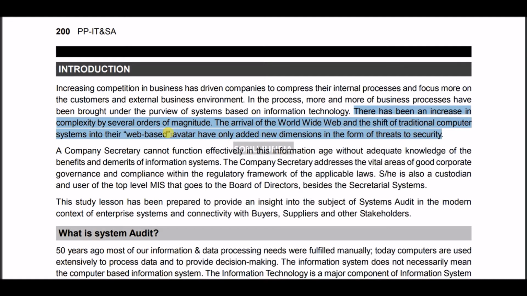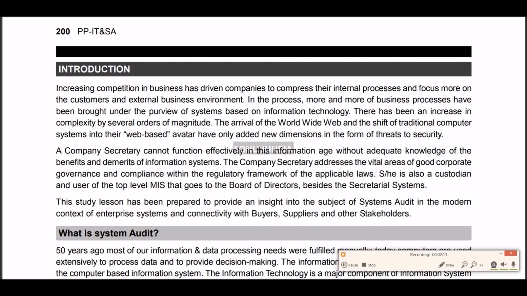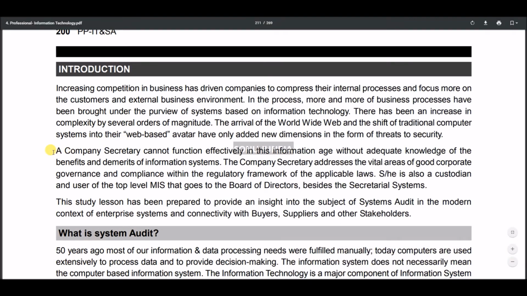So that's very true. With the increase in information technology, there have been many instances where we are not only able to improve our way of working, the way we do things in real life, but it has also raised concern for the security and threats it is exposed to.